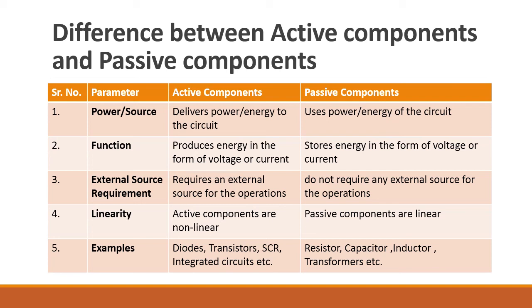The next parameter is linearity. In the case of active components, the characteristics of input and output are non-linear. In the case of passive components, the characteristics are linear. The examples of active components are diode, transistors, SCR, integrated circuits, etc. The examples of passive components are resistor, capacitor, inductor, transformers, etc.